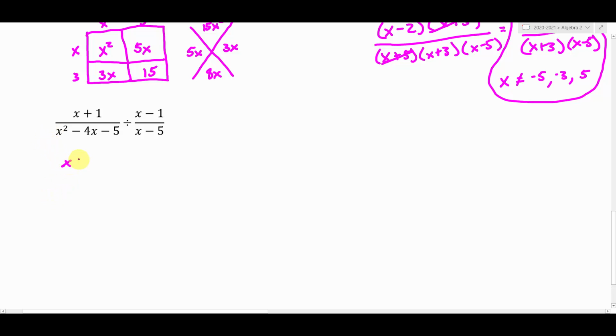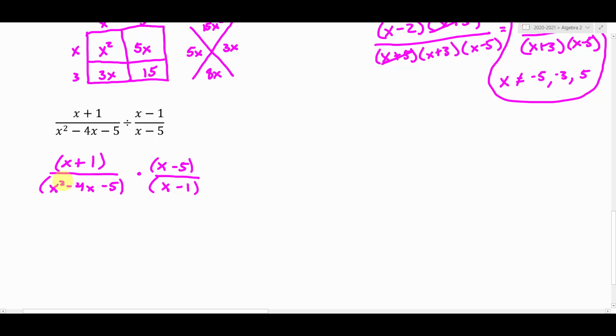So I have x plus 1 over x squared minus 4x minus 5, and then we're going to flip the second, so we've got x minus 5 over x minus 1, and then we change the multiplication. Okay, and I'm going to make sure I put all of these things in parentheses so I'm not tempted to cancel anything out that I shouldn't.